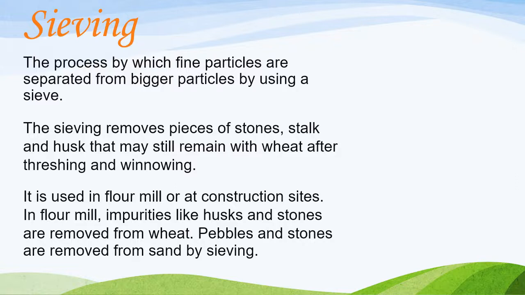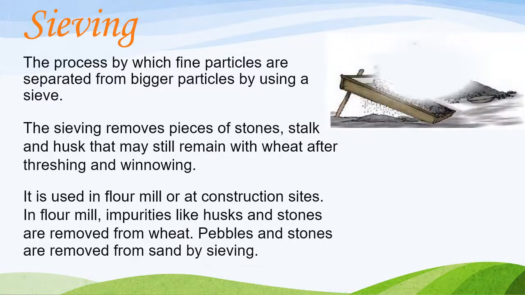So if we have to remove husk and stone from the wheat, then we can use a sieve, and this process is called sieving. Pebbles and stones are also removed from sand by sieving. Now see, this is a picture of sieving.